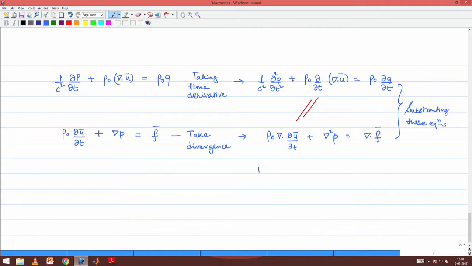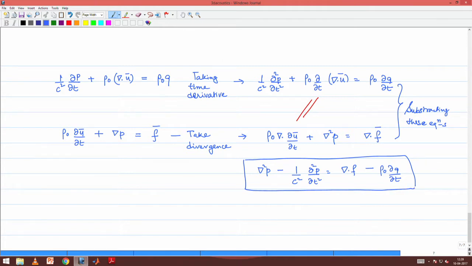we will get del square p minus 1 by c square del 2 p del t 2 equals del dot f minus rho 0 del q del t, right. So, this is the inhomogeneous wave equation.